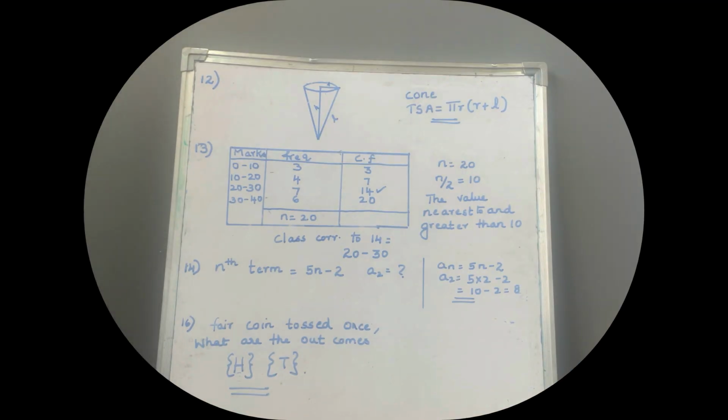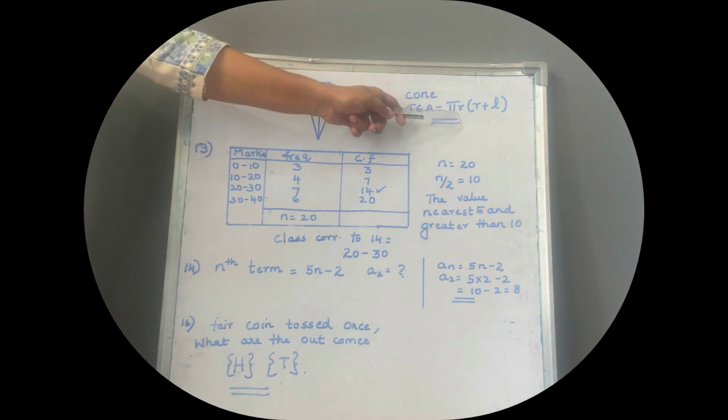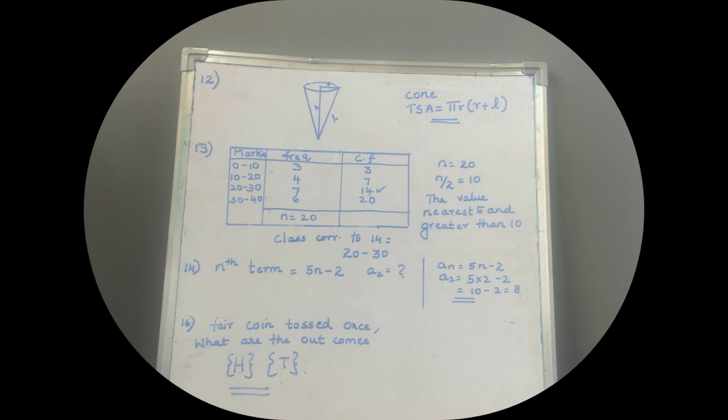Now we move on to the next question. The next question is the total surface area of the given figure is. So here the given figure is a cone with radius r, height h and slant height L. So the total surface area of a cone is given by pi r into r plus L. We move on to the 13th question.